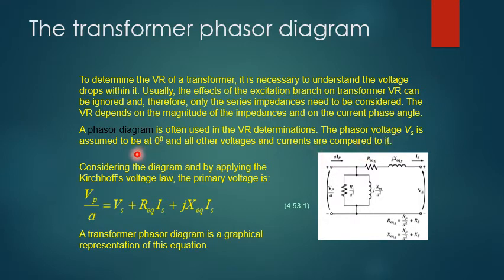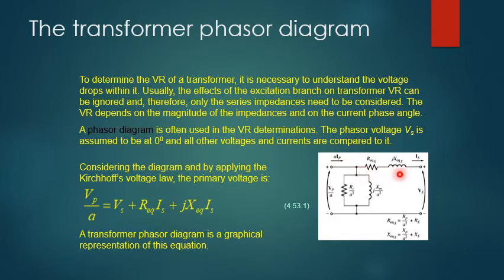The phase voltage Vs is assumed to be at 0 degrees because we consider there to be no difference between the voltage at the secondary side. It does not contain any angle, so we take it as a reference, and then all other voltages and currents are compared to it. So if we look at the diagram and apply KVL, we can see that this voltage Vp over A is equal to the sum of voltage in secondary plus the drop across this impedance.